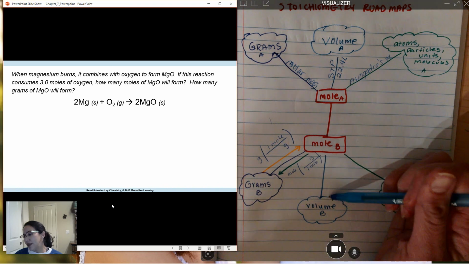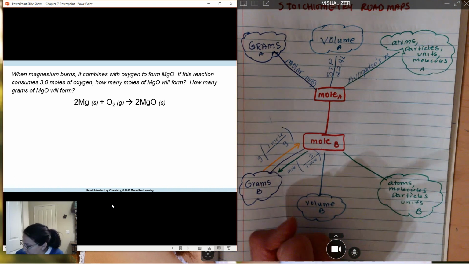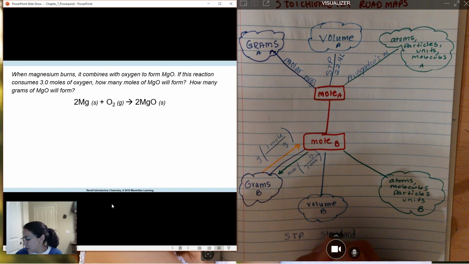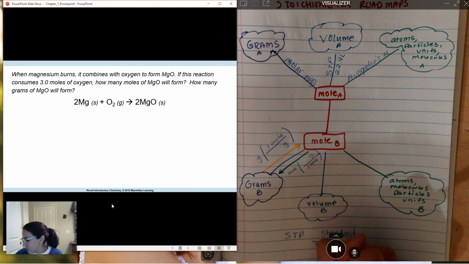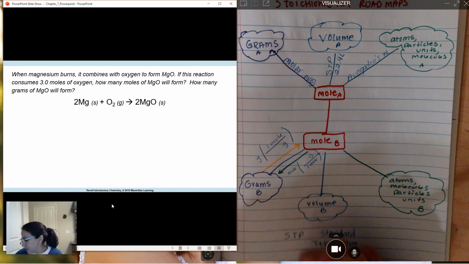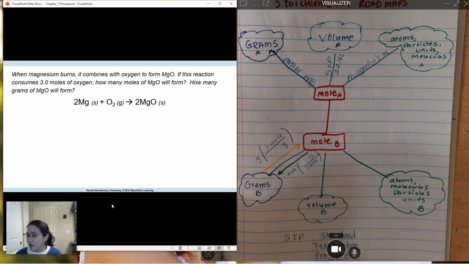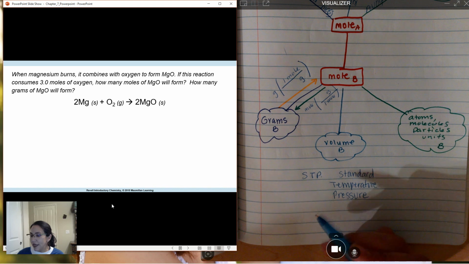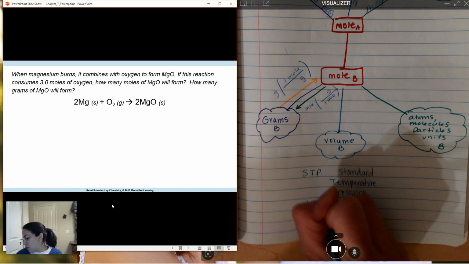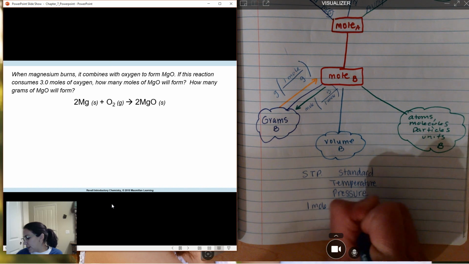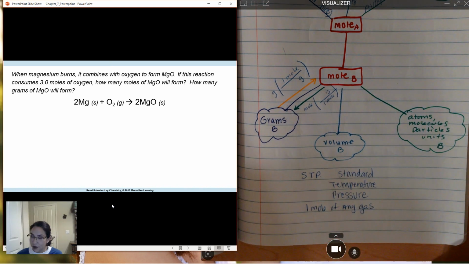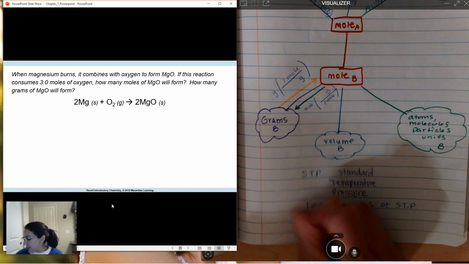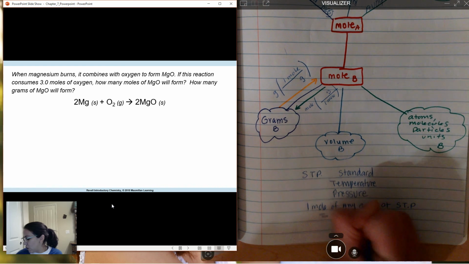Okay? Using STP values for volume. So STP stands for standard temperature and pressure. And we're going to cover it more in our gas unit. So it stands for standard temperature and pressure, which is saying that 1 mole of any gas at STP is equal to 22.4 liters.